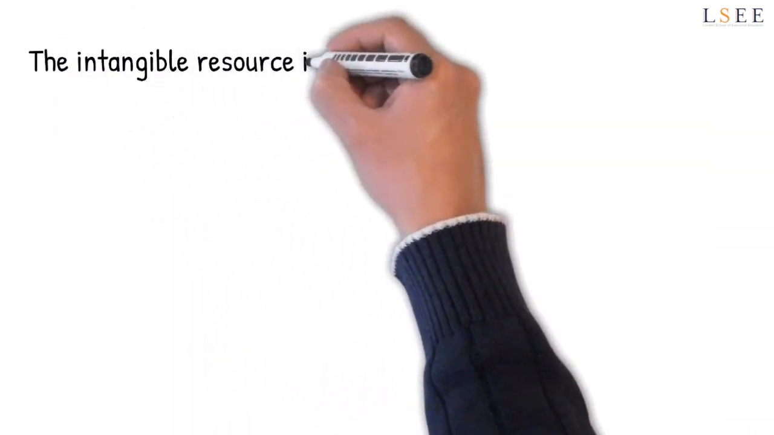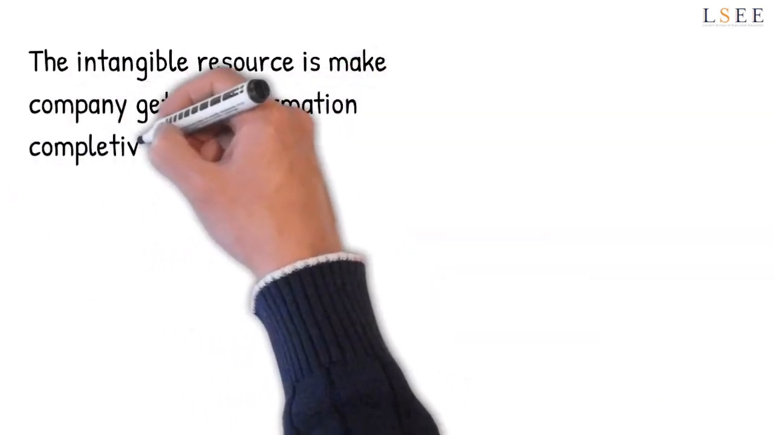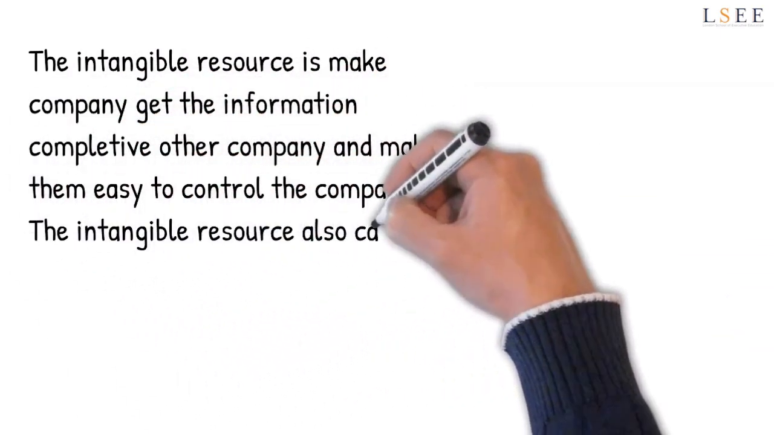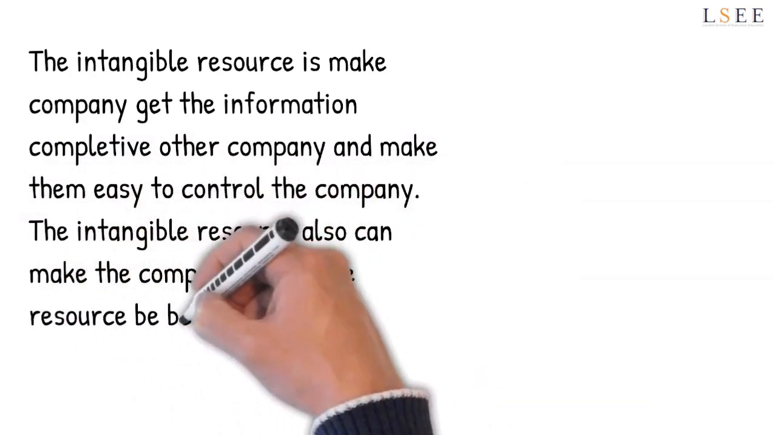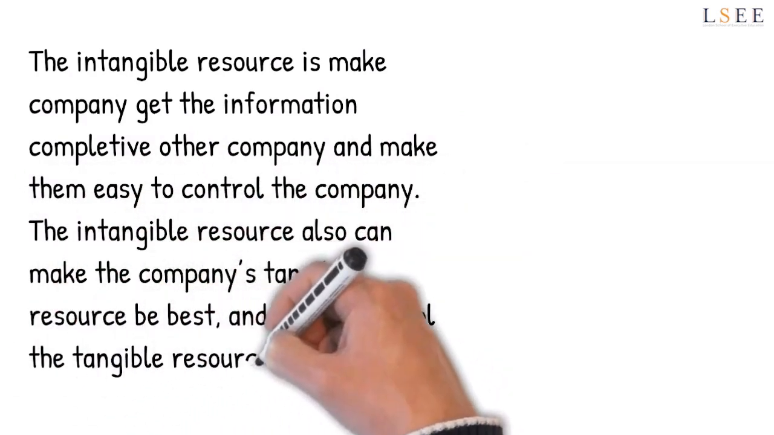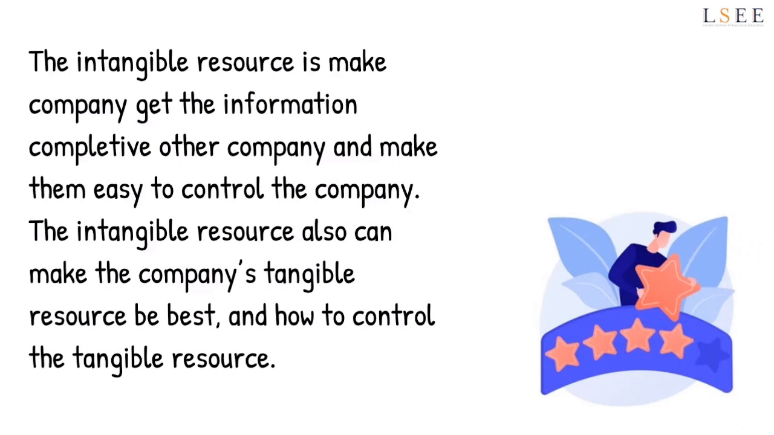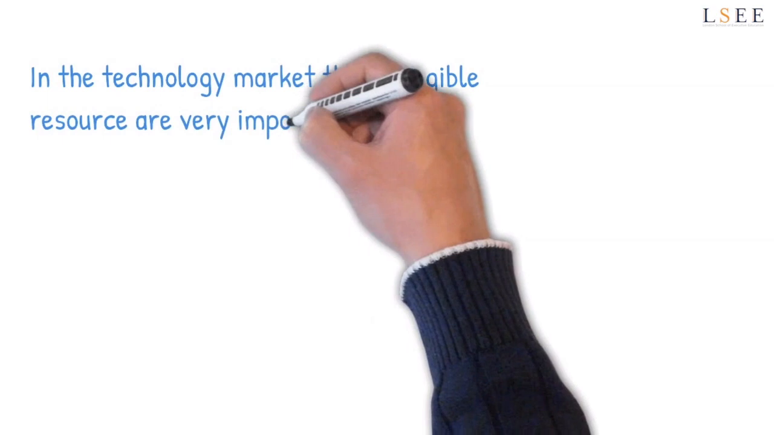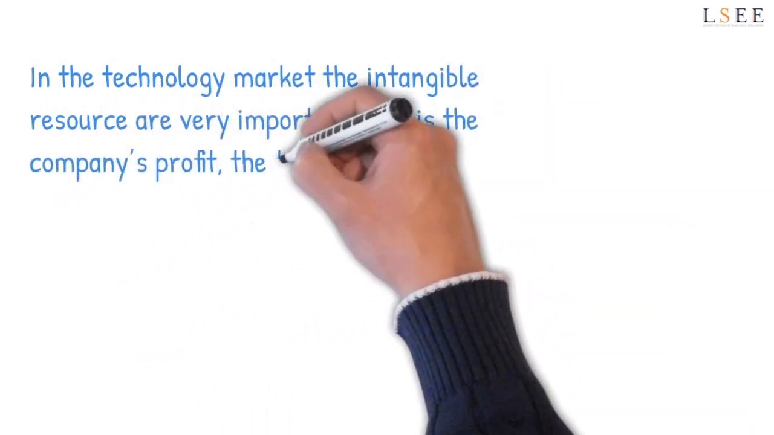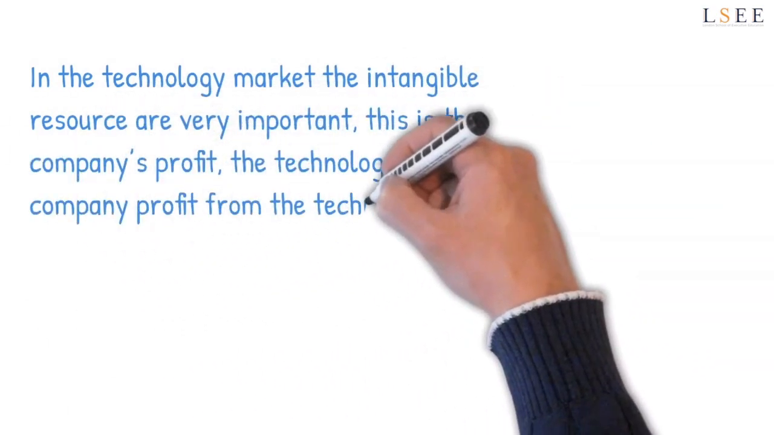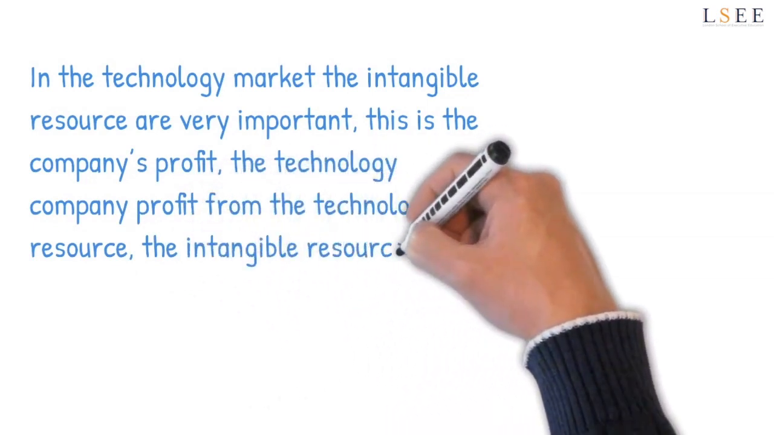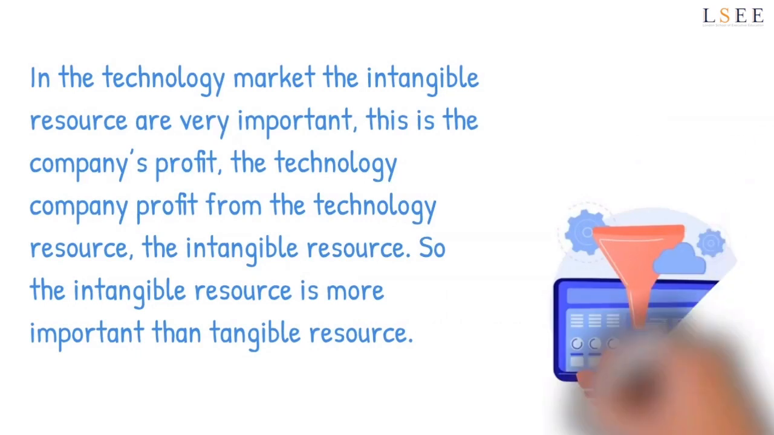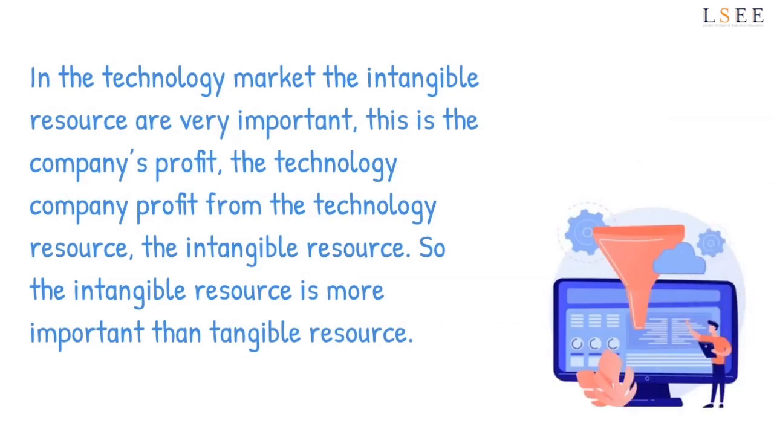The intangible resource helps the company get complete information on other companies and makes them easy to control the company. The intangible resource also can make the company's tangible resource the best, and show how to control the tangible resource. In the technology market, the intangible resource is very important. This is the company's profit: the technology company profits from the technology resource, the intangible resource. So the intangible resource is more important than tangible resource.